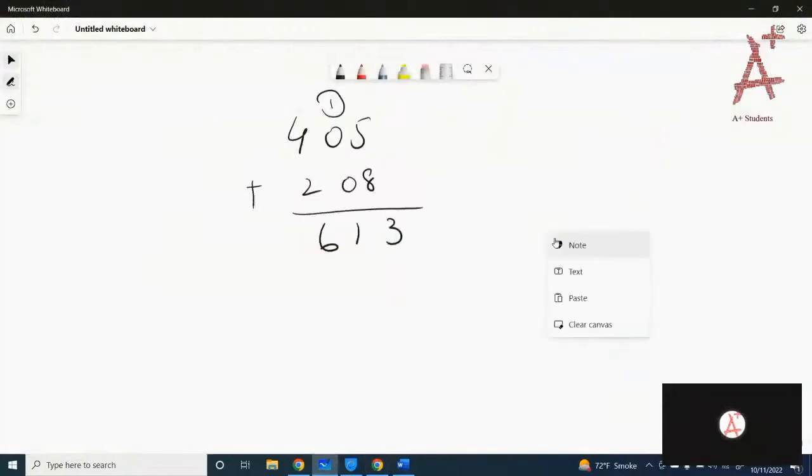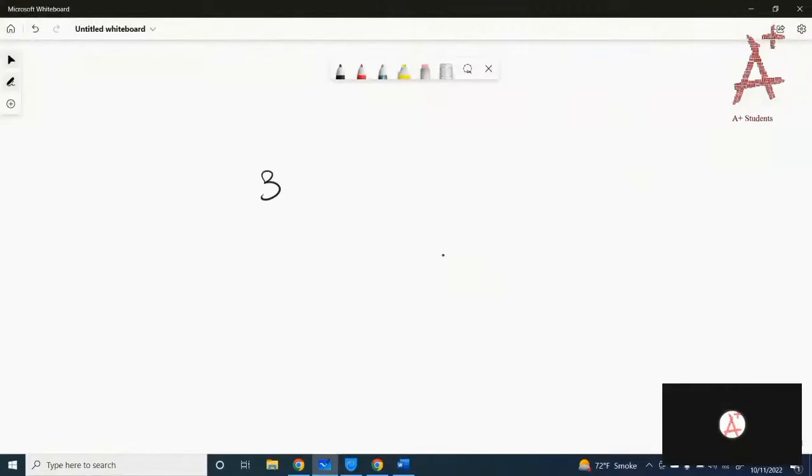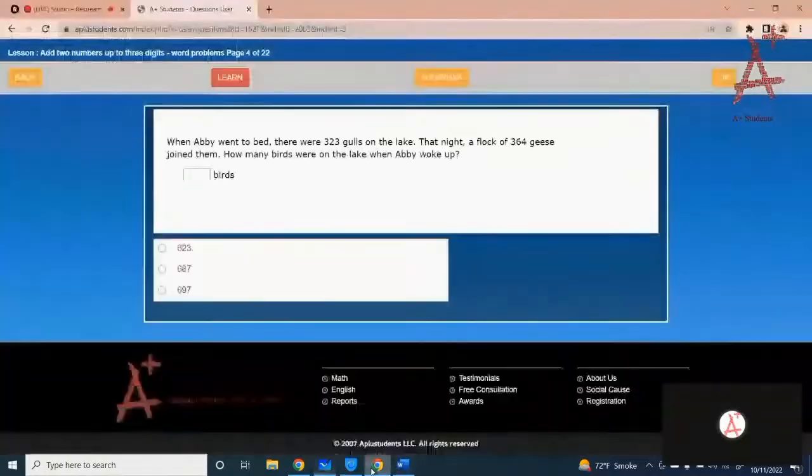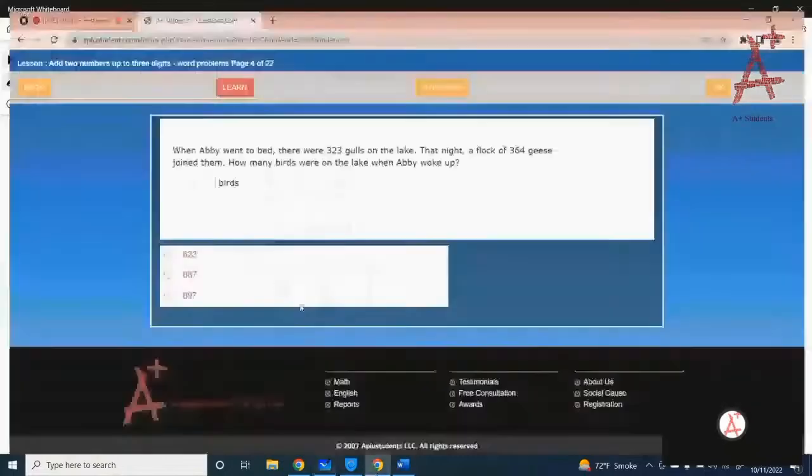332 and 364. Just add them. Start adding from the ones digit. So 4 plus 3 is 7. 6 plus 2 is 8. And 3 plus 3 is 6. Got it? So it would be 687.